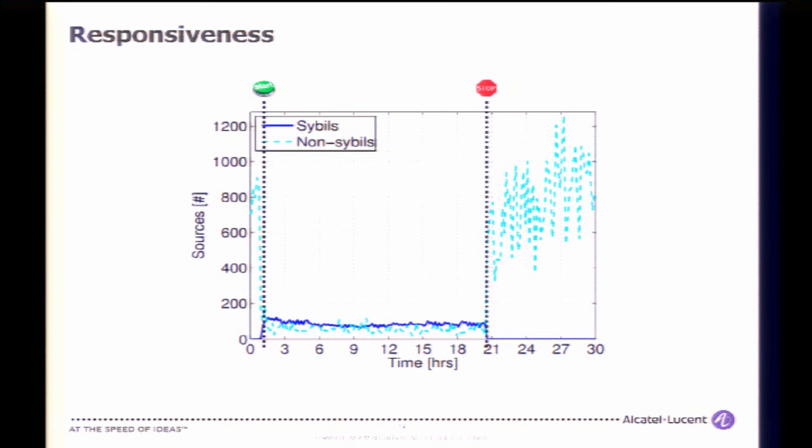How do you measure what non-Sybils are seeing? You have no control over the non-Sybils, right? So how do you measure how many requests they are seeing?